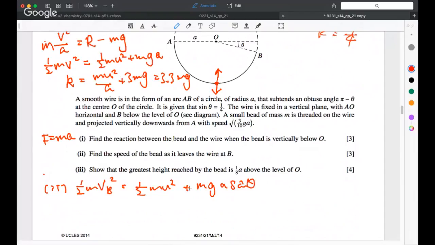And further, we can simplify that to be Vb squared equals 0.3 plus 0.5 GA, and Vb is now square root of 0.8 GA.